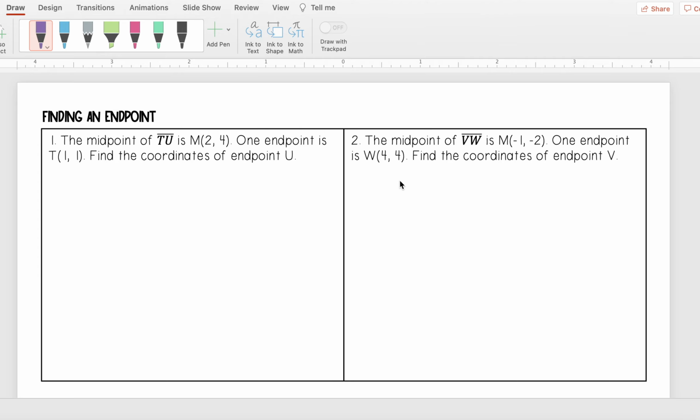So in this video, we're going to be looking at finding an endpoint. In the previous video, we found a midpoint using the midpoint formula. Here, we are still going to be using the midpoint formula, but in a little bit of a different way.